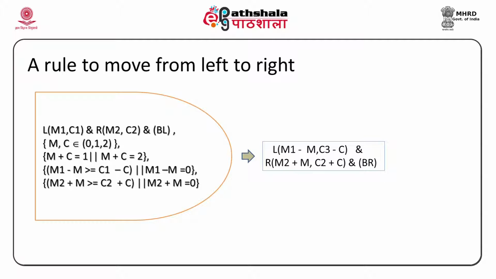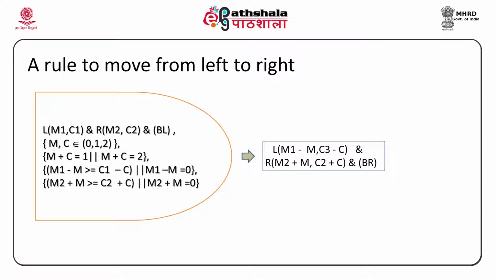Now, this is very similar to what we have seen before. The number of missionaries on the left hand side must be greater than the number of cannibals on the left hand side, or the number of missionaries is 0. So, we had M1 before, now we are subtracting M, and the number of cannibals also is reduced. What does that mean? That means that now we have M1 minus M missionaries on the left side, C1 minus C cannibals on the left hand side, that must fulfill this condition.